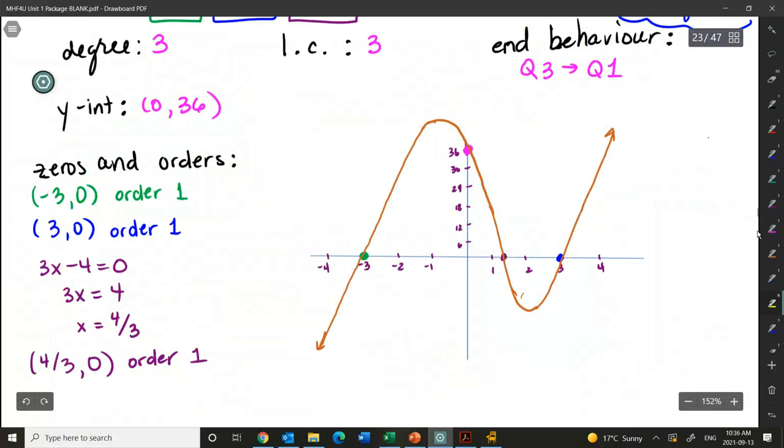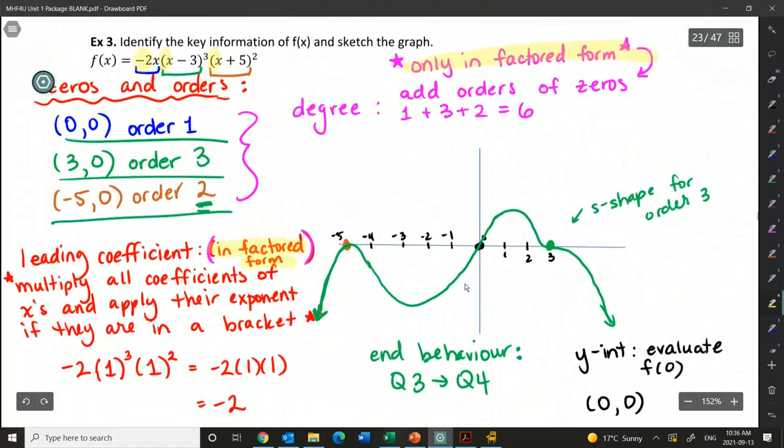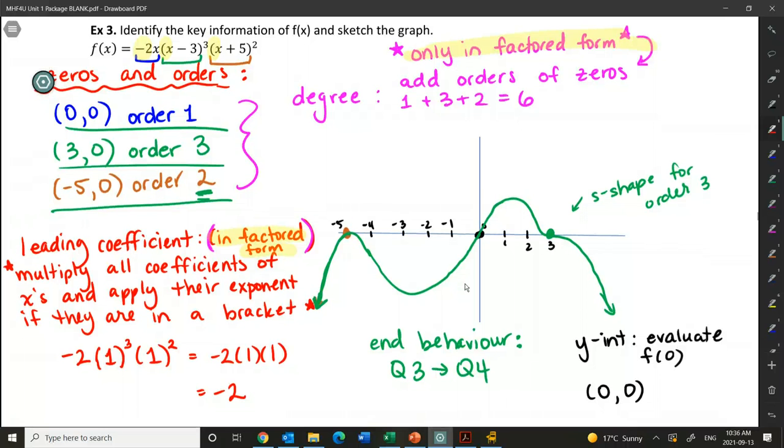So when it's possible to factor out? Yes, okay, because otherwise we won't be able to see the x-intercepts properly. And that's only if we're trying to sketch and trying to identify the zeros and their orders and things like that. If I'm just looking for something like degree, leading coefficient, and behavior, I want standard form ideally.